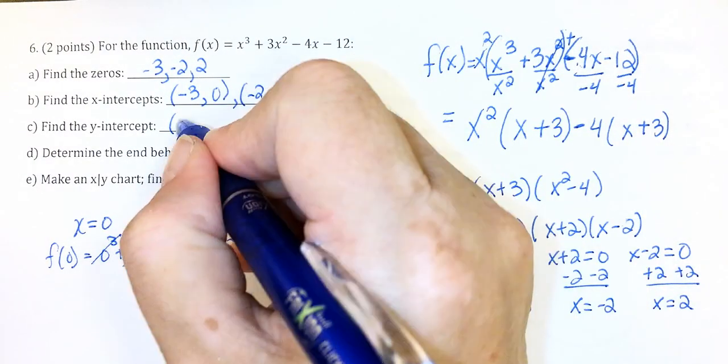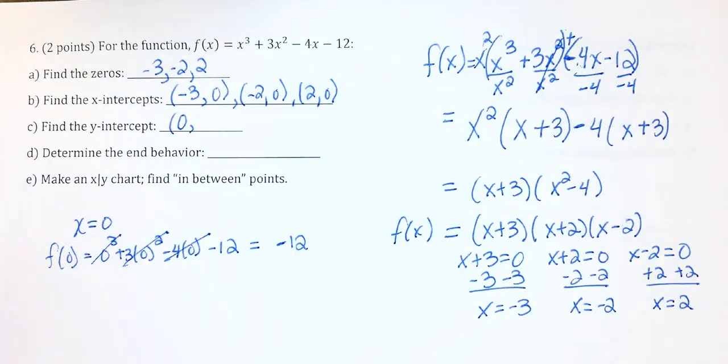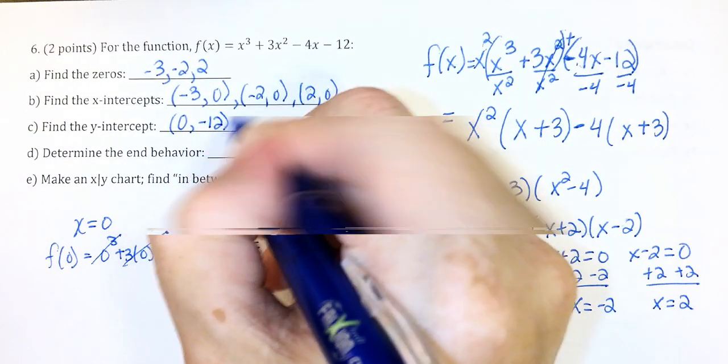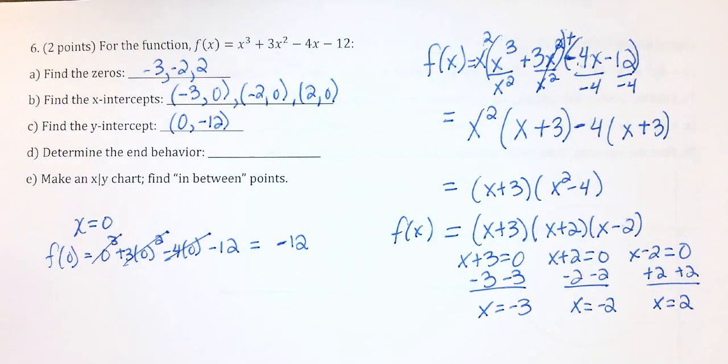that the y-intercept is 0 for your x value and then whatever your constant is, which is negative 12 in this case. Now let's talk end behavior. End behavior is what's happening on the ends of the graph. Does it go to infinity? Does it go to negative infinity? What happens as x gets bigger and as x gets smaller?